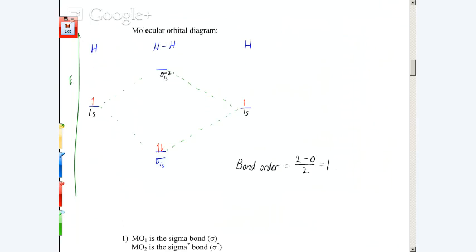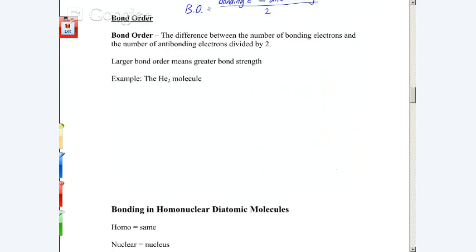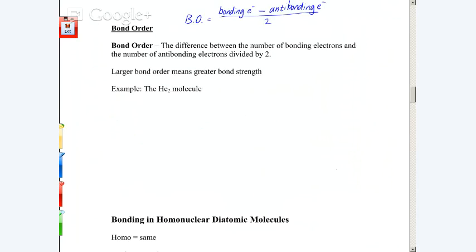Okay. All right, so let's try one on your own now. Maybe not totally on your own. I'll help you out a little bit. The helium-2 molecule. I'll give you a big hint. It should look pretty much the same as hydrogen because it has the same orbitals. 1s, 1s, right? They come together and they form a sigma and a sigma star. What's going to be the difference in the dihelium molecule?